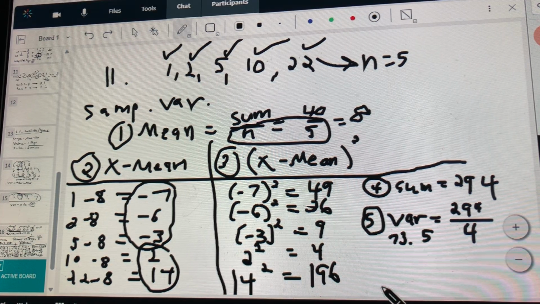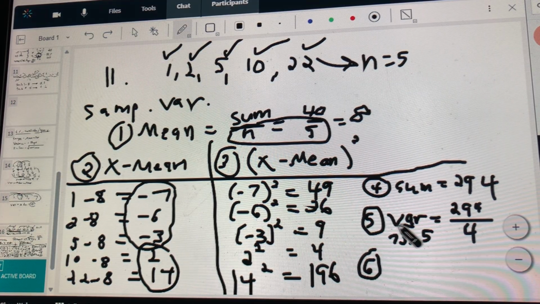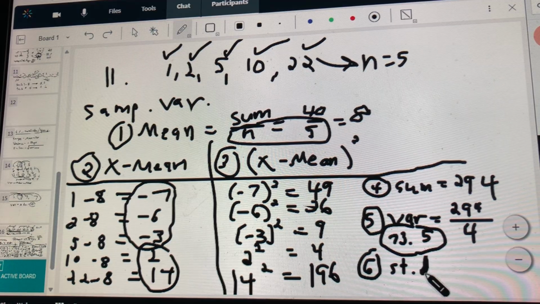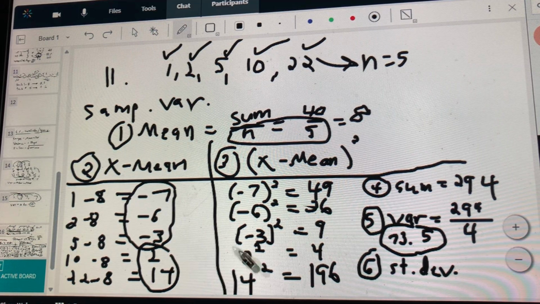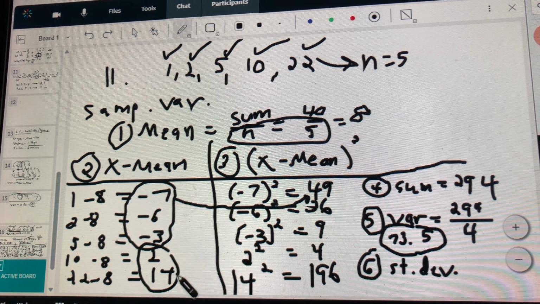Now, as I said on the other problem, the standard deviation is technically the 6th step of the process, but the variance, they usually ask for this answer, so that answer is done. The only reason standard deviation exists is because of the way squaring numbers makes them bigger. So by squaring them, you're trying to make them positive, but you also make them bigger. The 14 went all the way to almost 200.